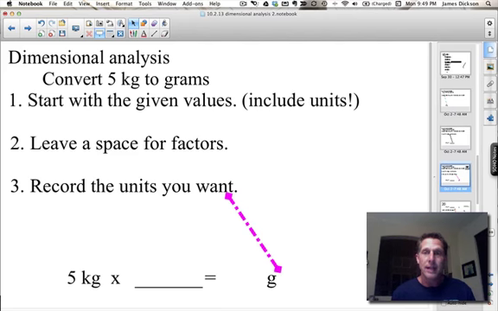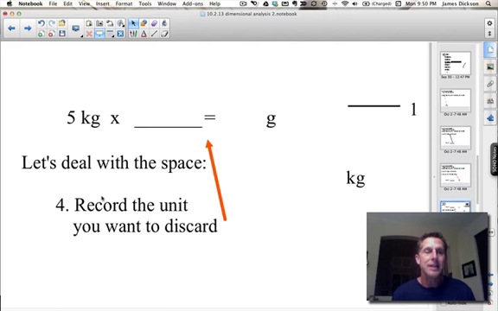Now let's deal with this space. To deal with the space then, we're going to record the unit we want to discard, the unit we want to get rid of. So we have kilograms, but I don't want those units. I want to get rid of kilograms. So I'm going to place kilograms in the denominator. So notice here it's on top. 5 kilograms is the same thing as writing 5 kilograms over 1. Pull this line over, there it is, boom. So I've got kilograms in the numerator. If I want to get rid of it, I have to place kilograms in the denominator. Got it? Good. Next step.